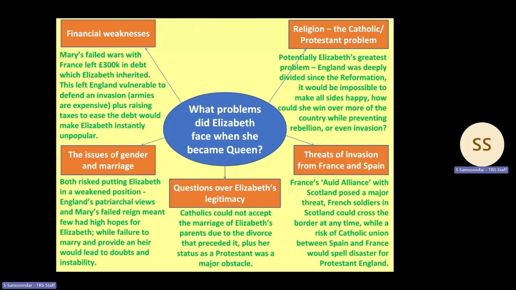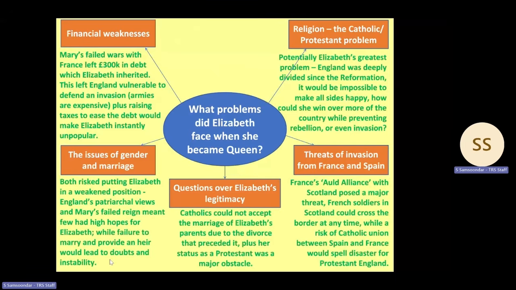So from Catholics' eyes, they view the marriage of Elizabeth's parents as completely unacceptable because of what it led to in England, and do not believe it was legitimate, and therefore do not accept Elizabeth's right to be the Queen of England. This feeds into the problem of religion.